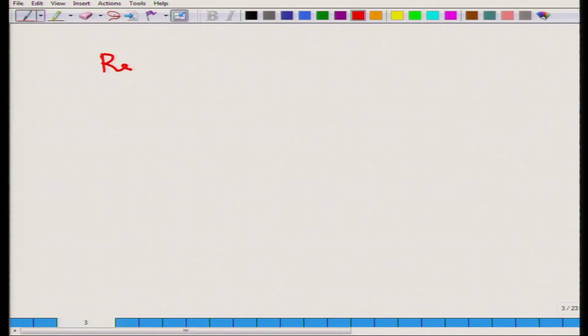So let us start on the next topic, which is on the relational data model. So this is the relational data model. Let me start off by defining what a relation is.